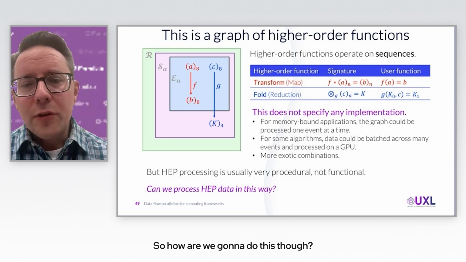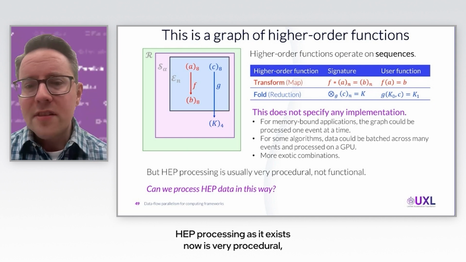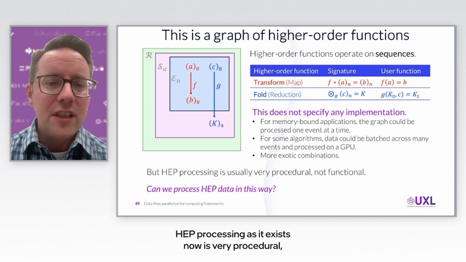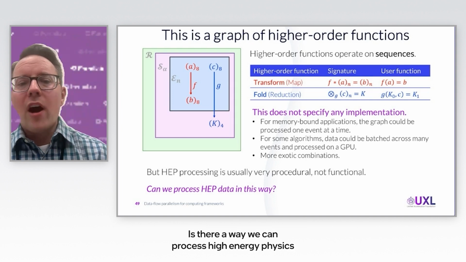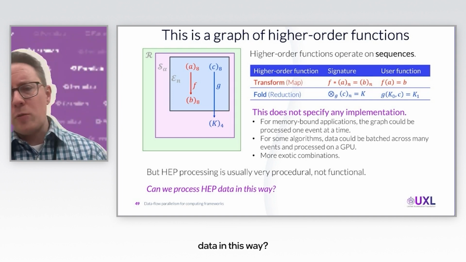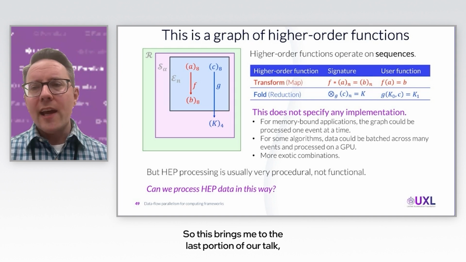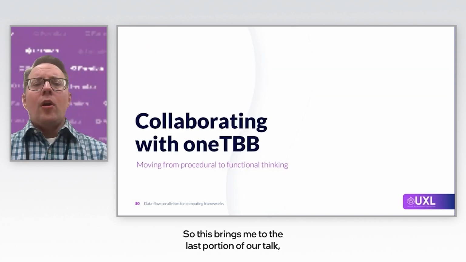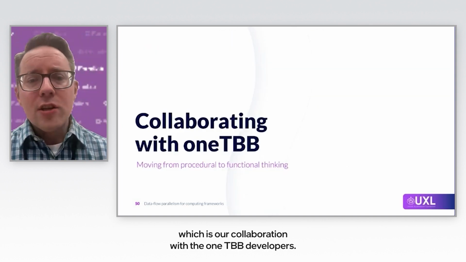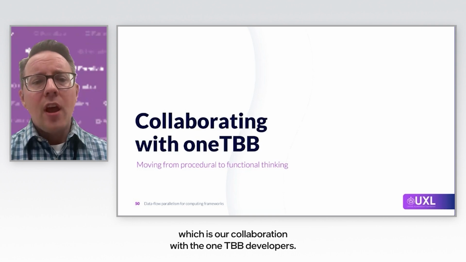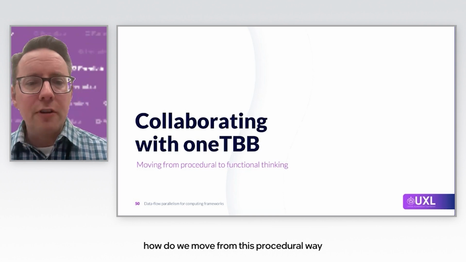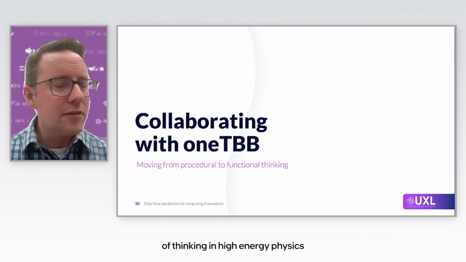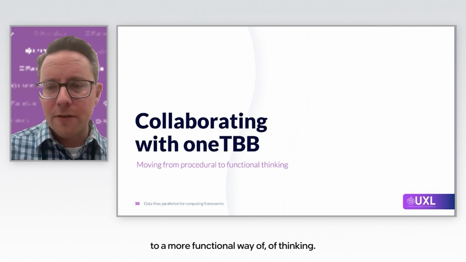So how are we going to do this, though? HEP processing as it exists now is very procedural. It's not very functional. Is there a way we can process high-energy physics data in this way? This brings me to the last portion of our talk, which is our collaboration with the oneTBB developers. This is really getting at how we move from this procedural way of thinking in high energy physics to a more functional way of thinking.